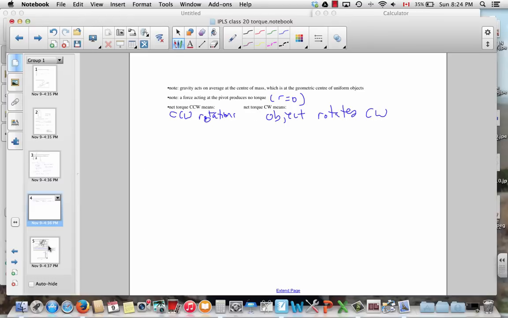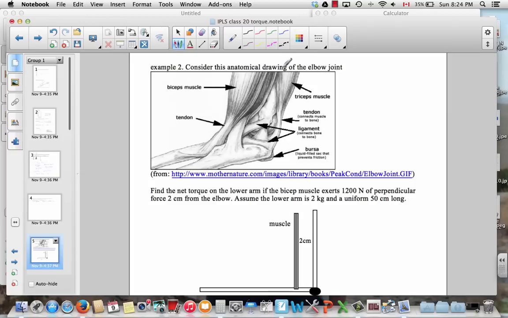Let's look at another example, one more closely related to biology. So here is your upper arm, here's your elbow joint, and here's your lower arm. The way that the lower arm rotates is your bicep muscle or your tricep muscle contracts, and then that pulls on a bone. And the place at which it pulls on the bone is a certain distance away from the joint between the two bones.